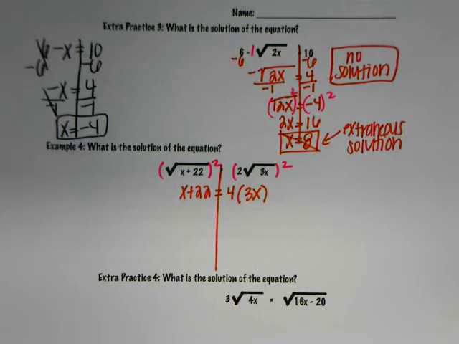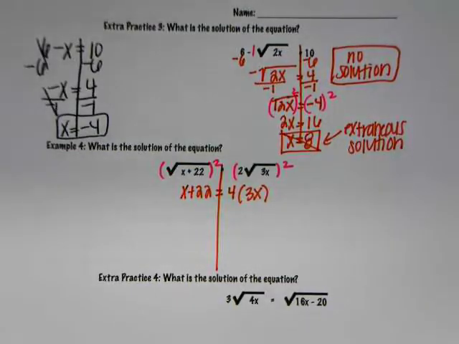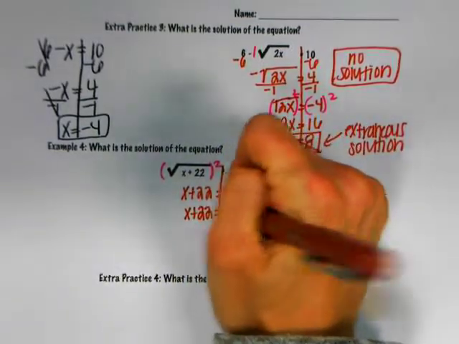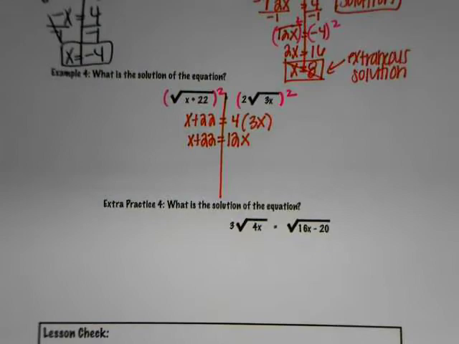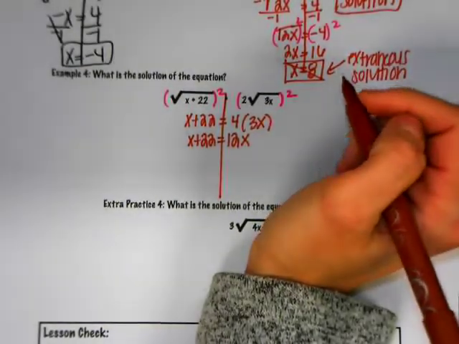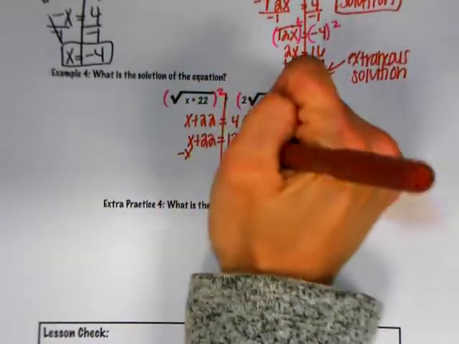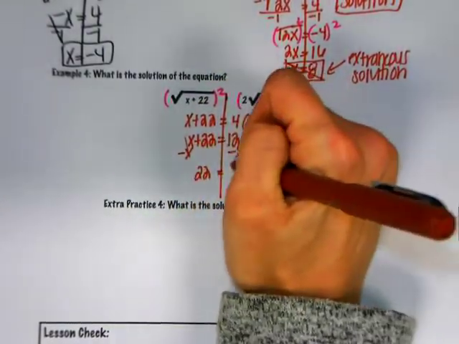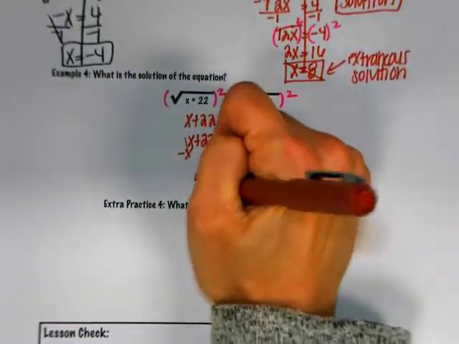Why would you multiply? Just because the 2 was originally being multiplied to the radical. And then what's 4 times 3x? Yeah, 12x. Okay, then what next? Yeah, minus x. What's 12x minus x? Yep, 11x. Then divide, so what does x equal? 2.